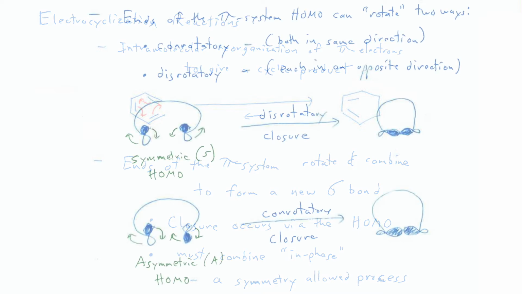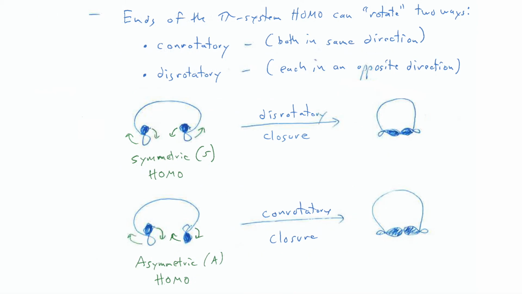When the two ends of the pi system rotate to form that new sigma bond, each end is free to rotate either clockwise or counterclockwise. When the two ends rotate in the same direction, that is both clockwise or both counterclockwise, we call that conrotatory motion. When they rotate in opposite directions, one clockwise, one counterclockwise, we call that disrotatory motion.